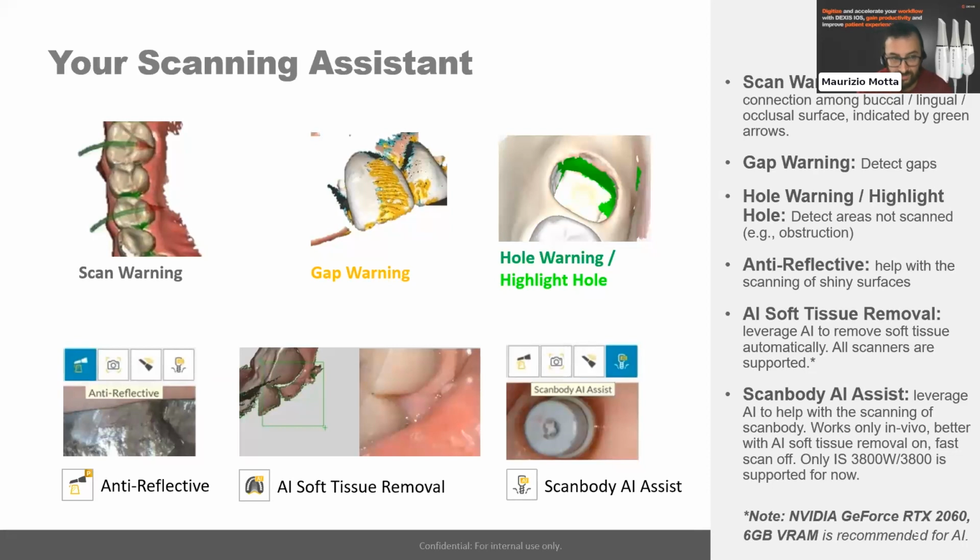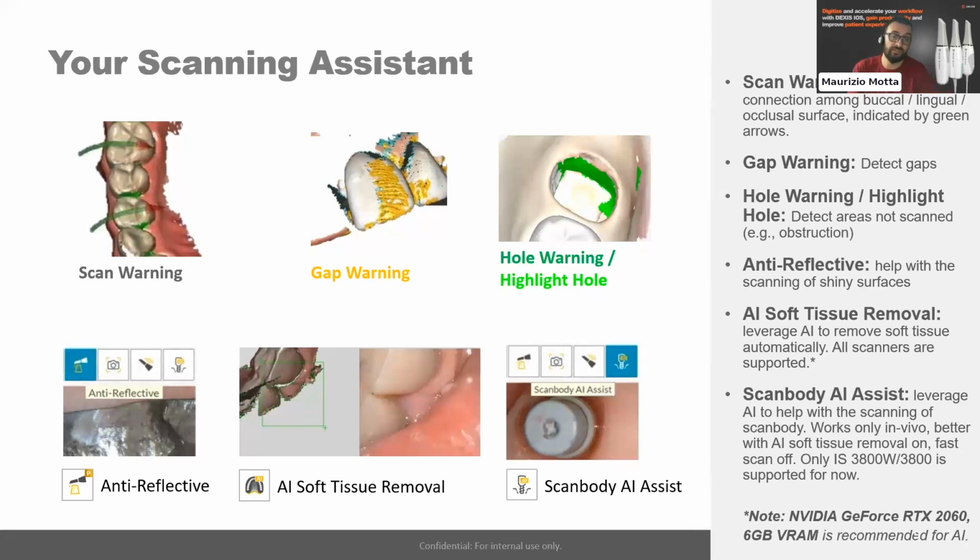So if you have a 3700 or a 3800 scanner, you can activate this anti-reflective mode to better scan the surrounding of the implant without any scattering or reflection that can create some issue in the rendering.